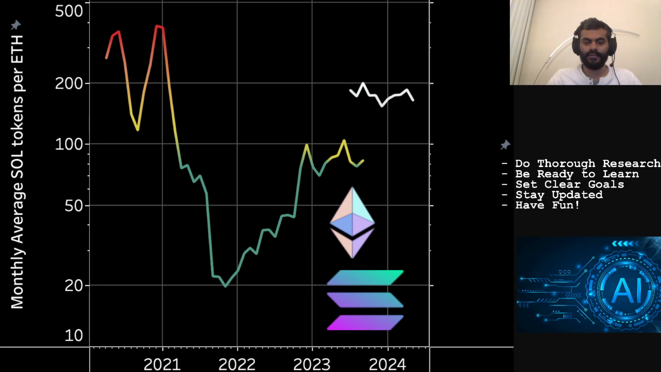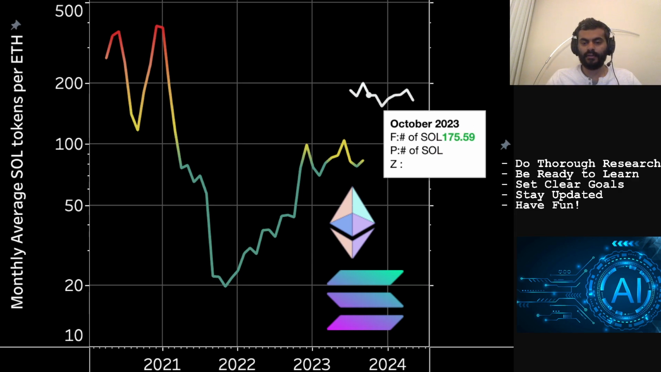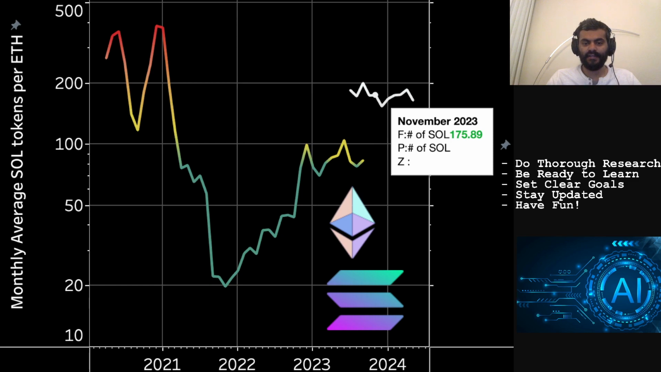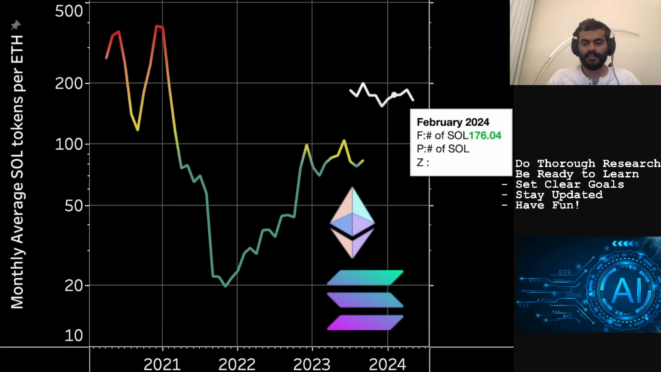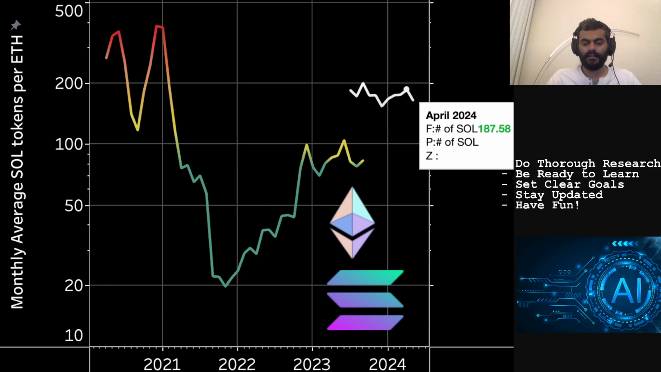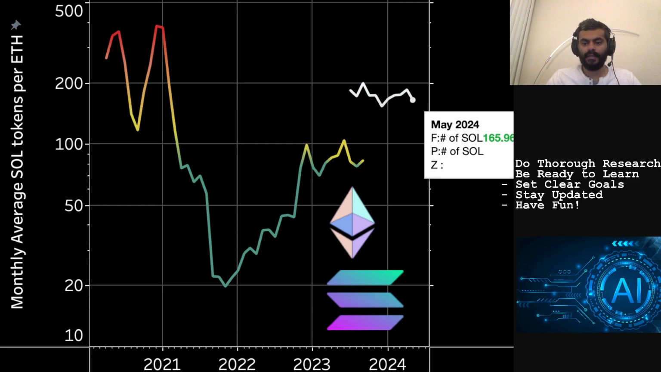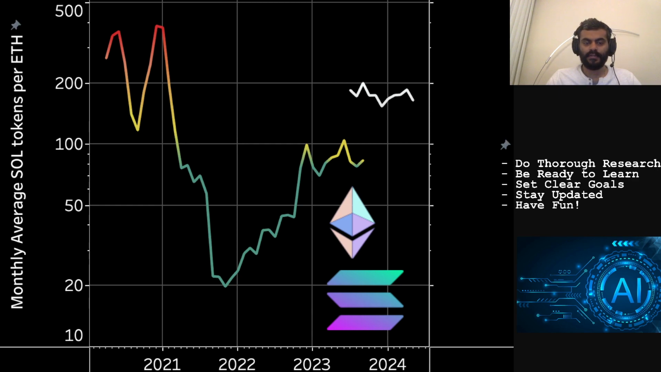One standard deviation away moves starting October 2023 at 175 sol per ETH, November again at 175, then December at 155, January at 170, February at 176, March 177, April 187, and May 165. For this particular scenario, especially the bull cases, the riskier assets get hit harder. In that case, Ethereum being less risky than Solana, although it says bull case, in reality the macro conditions need to be bearish for this forecast to materialize.